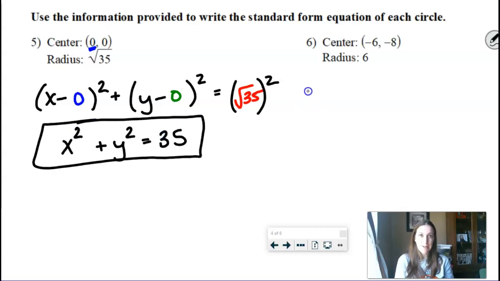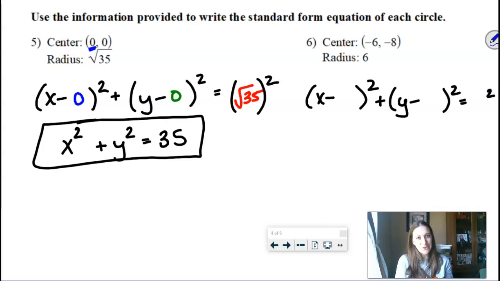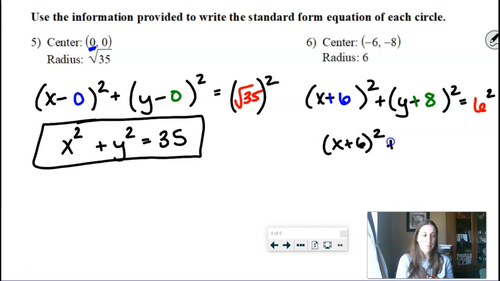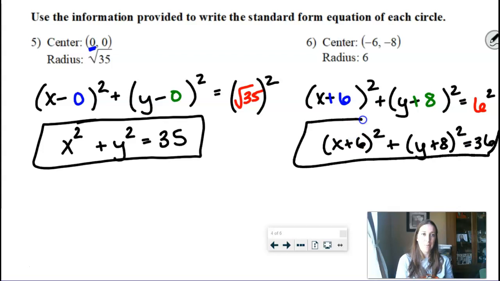Similar idea on the next part. We have our formula, which is x minus something squared plus y minus something squared, and then it equals r squared. So if I put in my information here, h is negative 6. So I'm actually going to do this double slash thing where I just go ahead and make it a plus sign. Same thing here. And then our radius is a 6 squared. So kind of rewriting that so it's pretty. X plus 6 squared plus the quantity y plus 8 squared equals 36. There's a great answer in standard form.